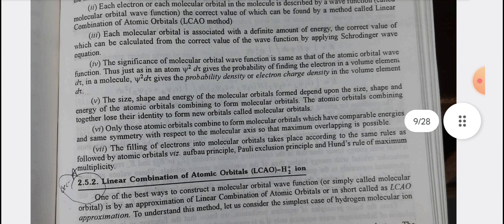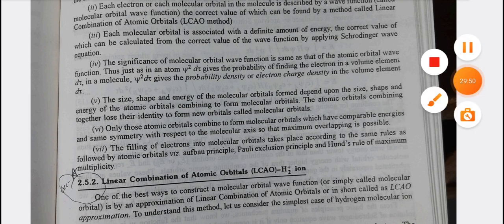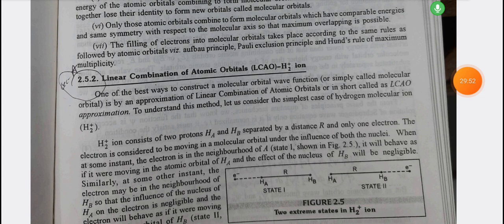Sixth, only those atomic orbitals combine to form molecular orbitals which have comparable energies and the same symmetry with respect to the molecular axis so that maximum overlapping is possible. Seventh, the filling of electrons into molecular orbitals takes place according to the same rules as followed by the atomic orbitals, that is Aufbau principle, Pauli exclusion principle, and Hund's rule of maximum multiplicity.